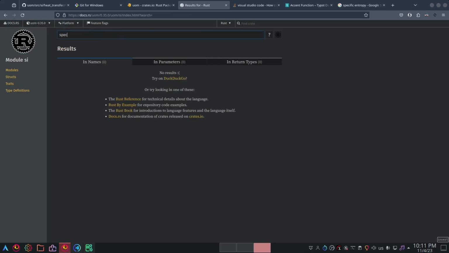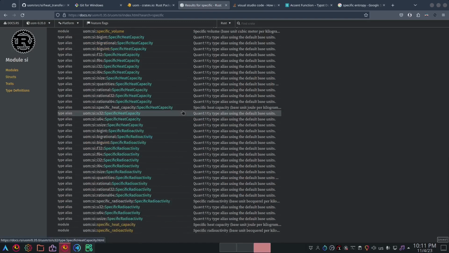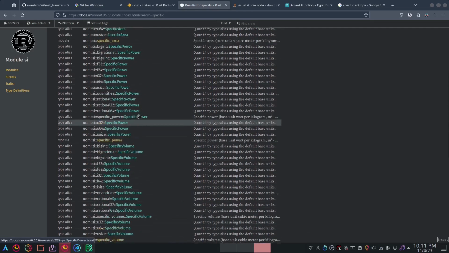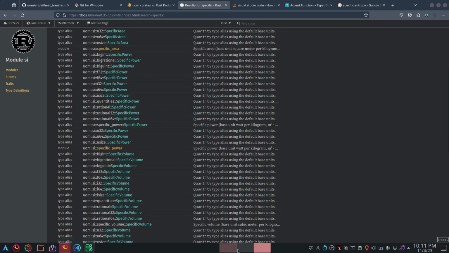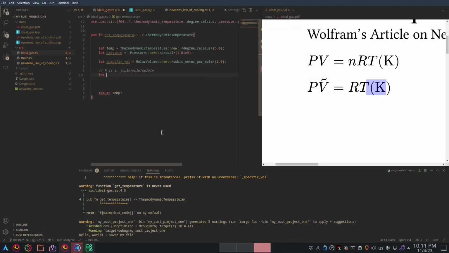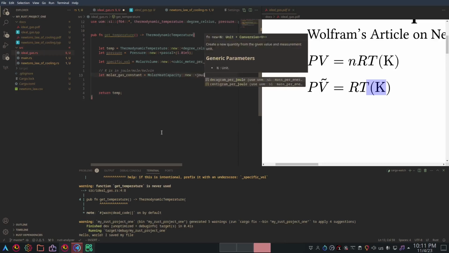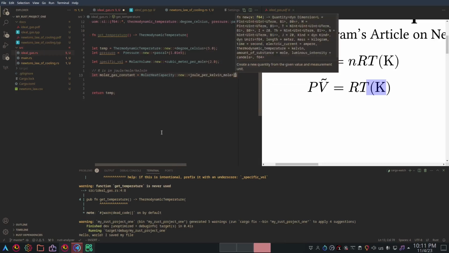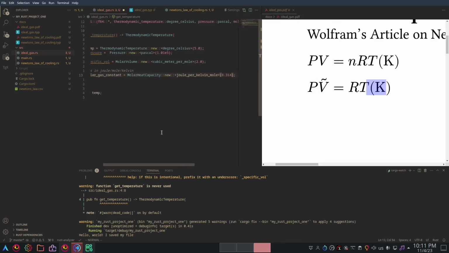Let's see whether we have a specific entropy here. Yeah, it doesn't seem to have a specific entropy just yet, but the second closest thing is this molar heat capacity. So let's look at molar heat capacity. Okay, I'm going to just use the letter R, or molar gas constant. Gas constant equals, what shall we do? Molar heat capacity, new, joule per Kelvin mole, 8.314. That will be it. Quick fix.